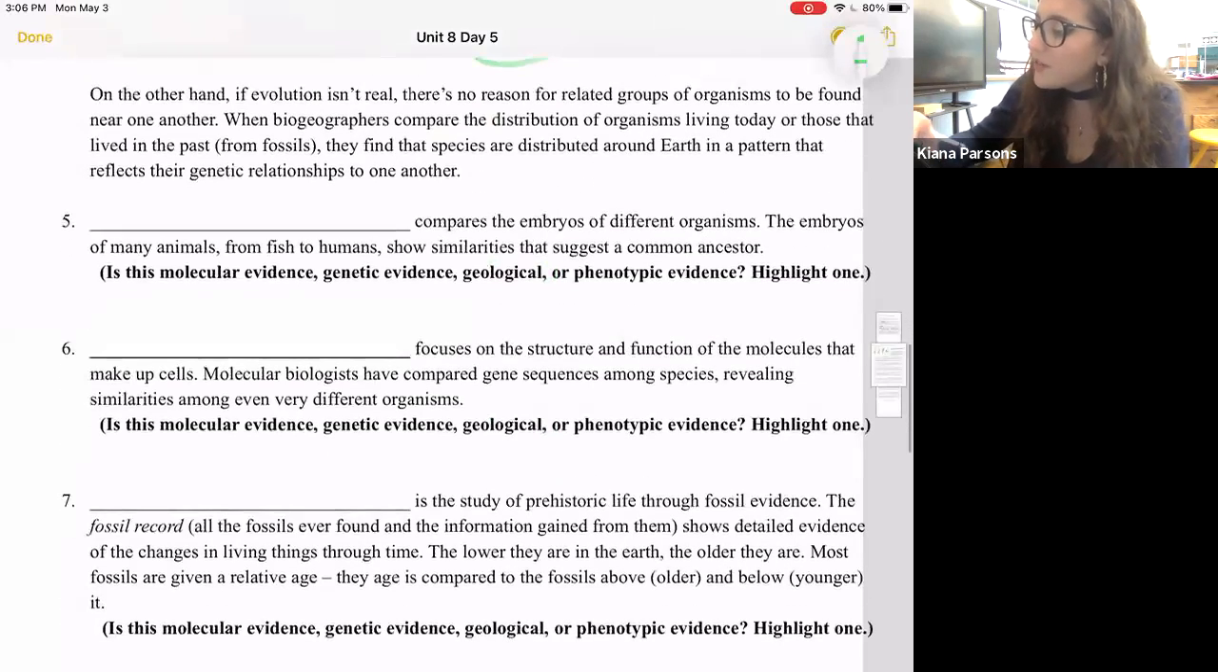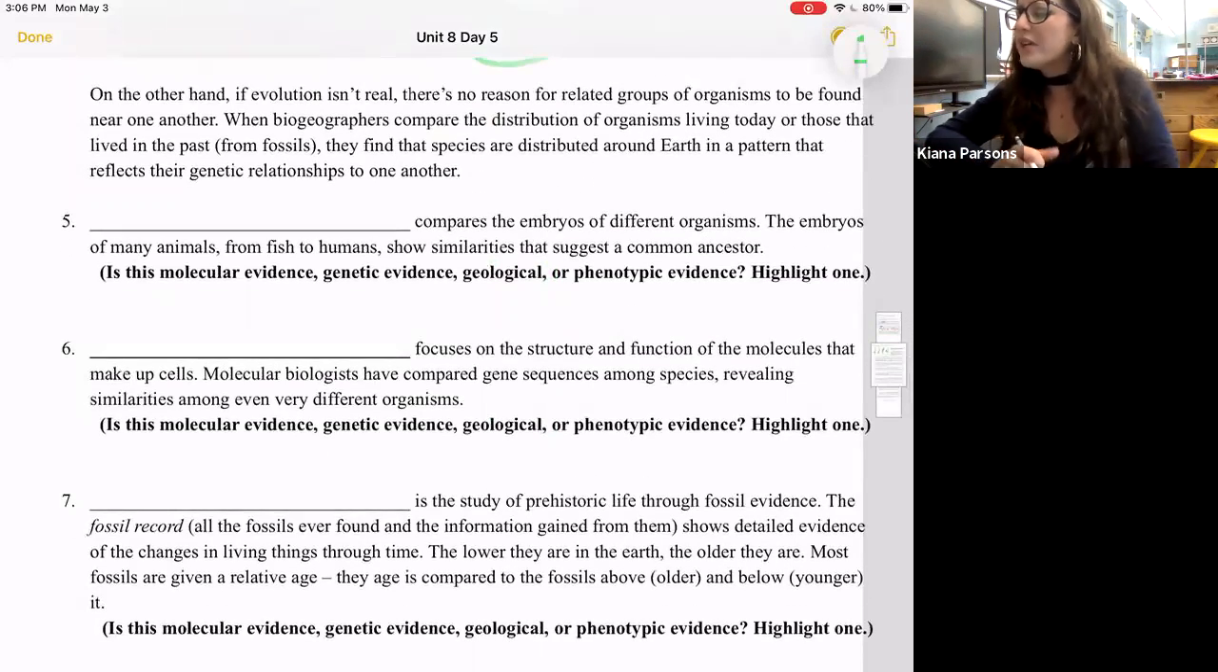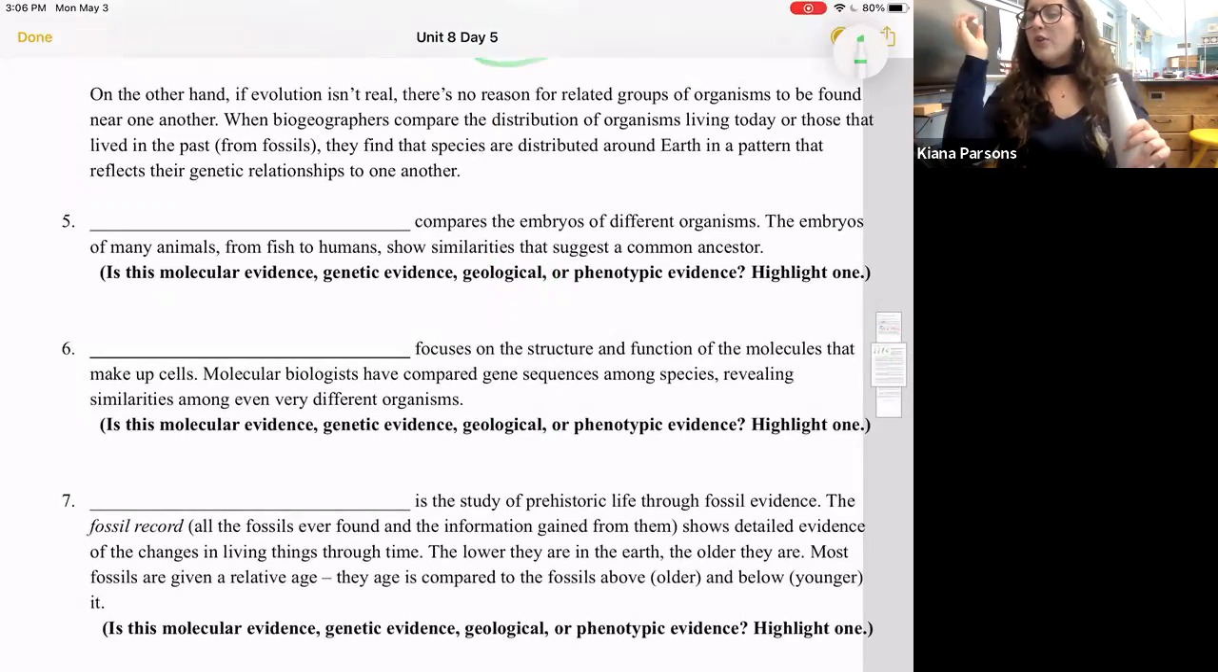Guys, on the other hand, if evolution isn't real, there's no reason for related groups of organisms to be found near one another. When biogeographers compare the distribution of organisms living today or those that lived in the past from fossils, they find that species are distributed around the earth in a pattern that reflects their genetic relationships to each other.